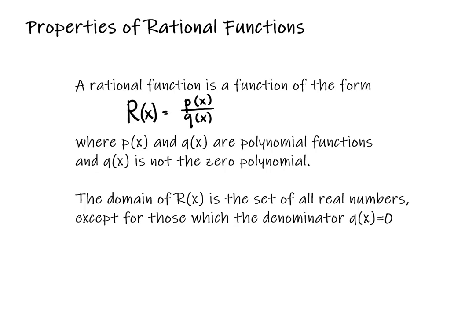That's because as we study rational functions, we'll find out that they're functions in the form p of x over q of x, where both p of x and q of x are polynomial functions, and q of x is not the zero polynomial. The domain for this rational function is the set of all real numbers, except for those for which the denominator q of x is equal to 0. Let's go into that a little bit more.